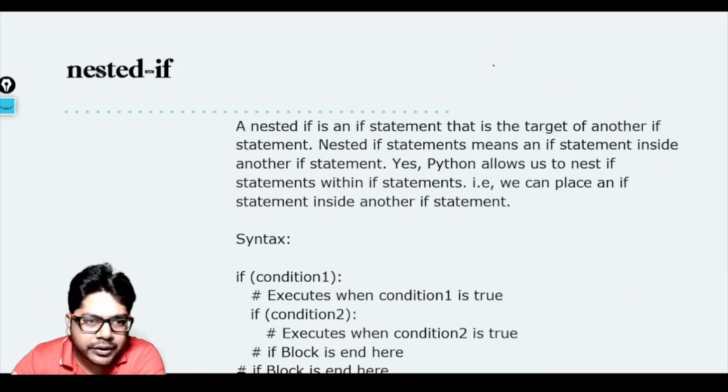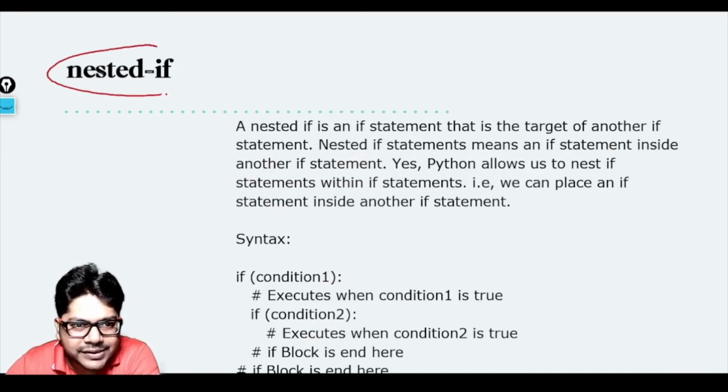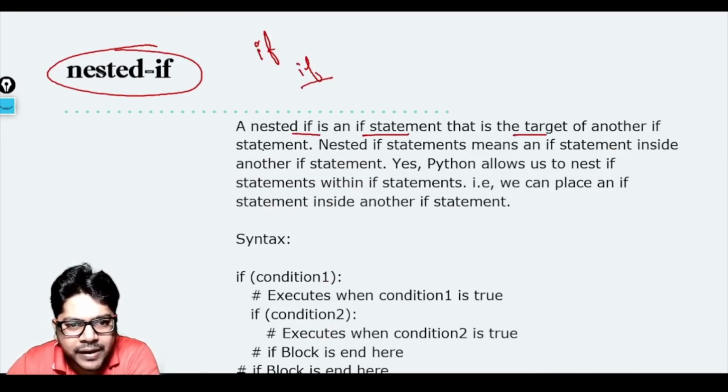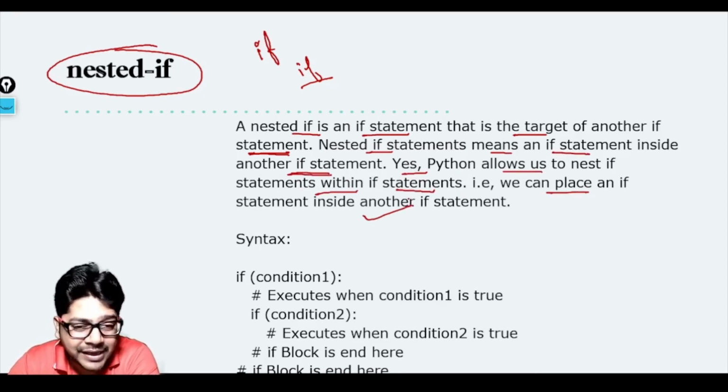Okay, so now talking about the nested if statement. What is nested if? We already talked about it: if you have an if within an if statement, it becomes a nested if. So nested if is an if statement that is the target of another if statement. Nested if statement means an if statement inside another if statement. And yes, Python allows us to nest an if statement within an if statement. We can place as many as you want, provided you know how it is working.